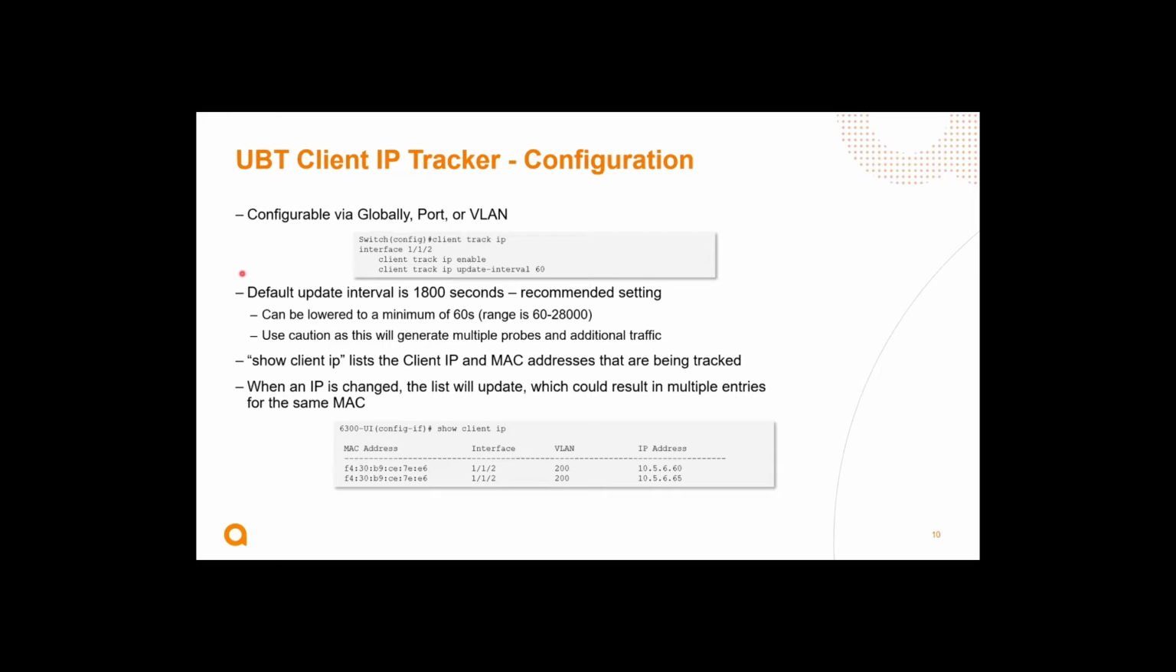The show client IP command lists the client IP and MAC addresses that are being tracked. When an IP is changed, the list will update, which could result in multiple entries for the same MAC address. If the IP address changes, as you see here in the table, you'll see the same MAC address but different IPs. It'll cache the old entry for a period of time until it times out, and it'll have the new entry in there as well.